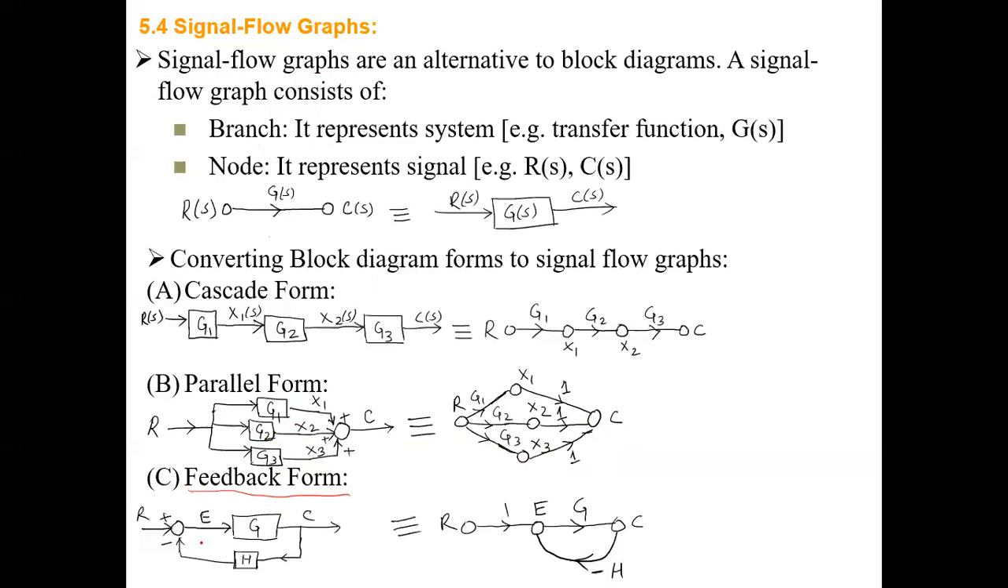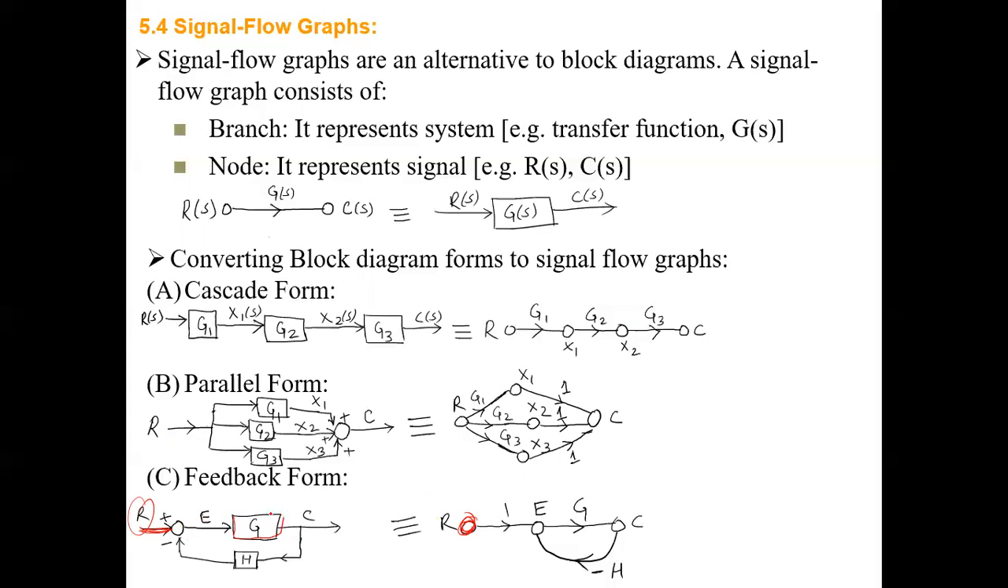Similarly for the feedback form. If you have this kind of feedback form in the block diagram, how do you represent it in the signal flow graph? This signal R becomes a node. Then you have the same R going here and meeting up at E. So this is R. Let's talk about this G.